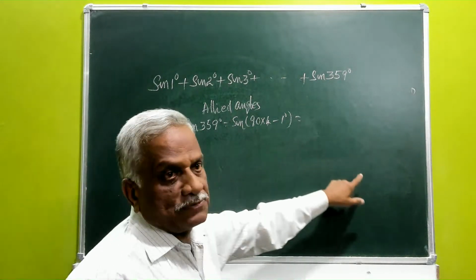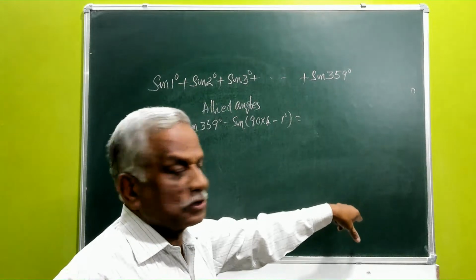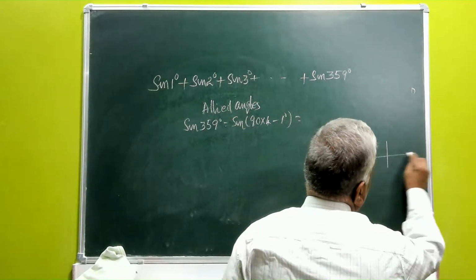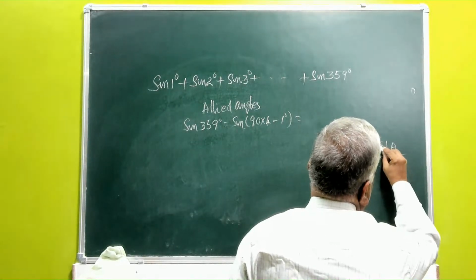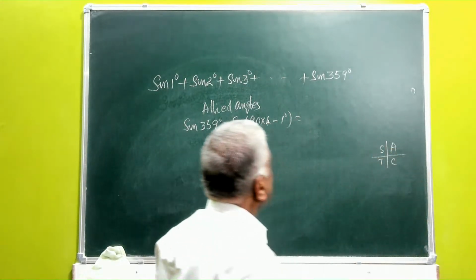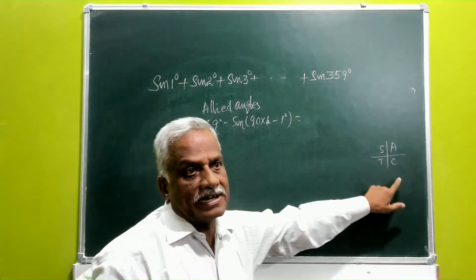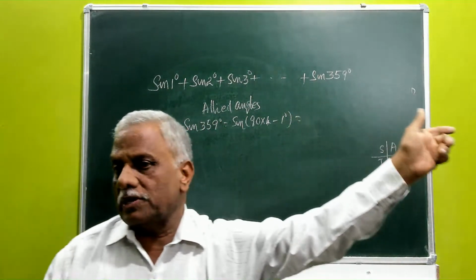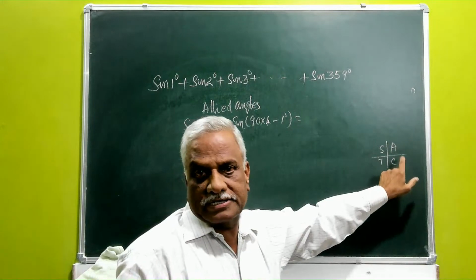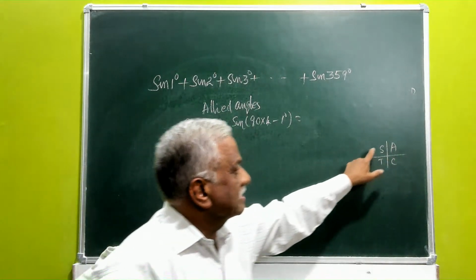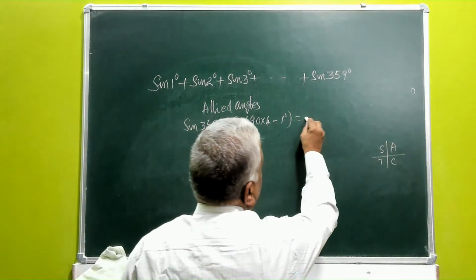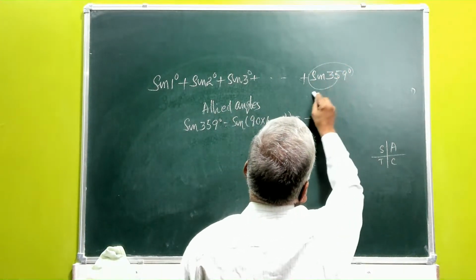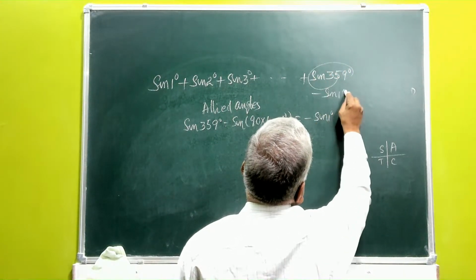But 90 into 4 minus is the fourth quadrant only, where sine is negative. I repeat, ASTC. 360 minus theta is in the fourth quadrant. 360 plus theta is in the first quadrant. 360 minus the first quadrant, this is the fourth quadrant, where sine is negative. Therefore, this is going to be minus sine 1 degree.